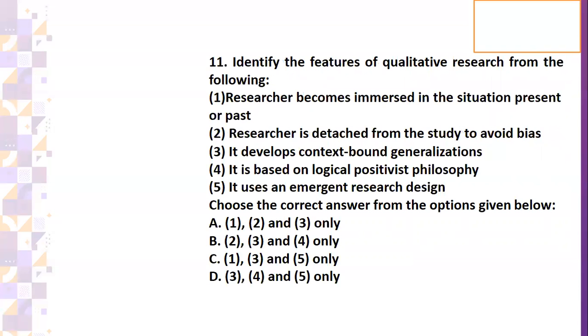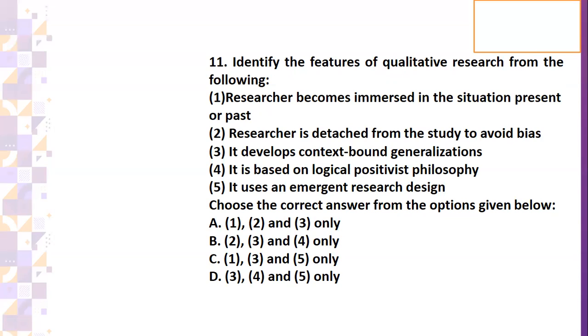Question number 11 talks about, again, the features of qualitative research. They have given you a list, and from it you have to find out the qualitative research. The researcher becomes immersed in the situation, present or past. It is detached from the study to avoid bias. It develops context-bound generalizations. It is based on logical philosophy, or it is an emergent research design. So from the given list, which talks about the features of qualitative research?